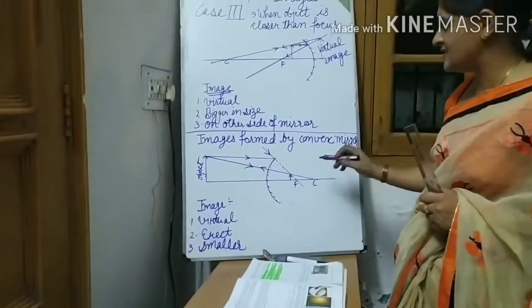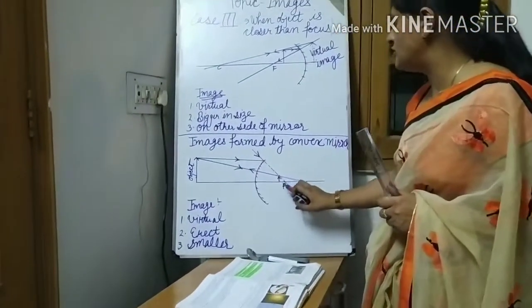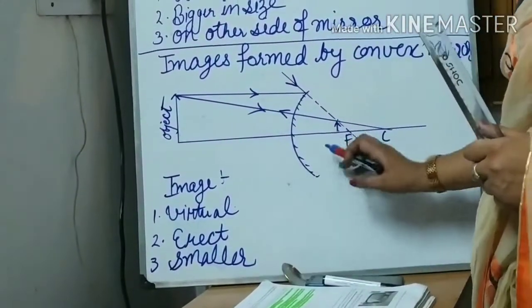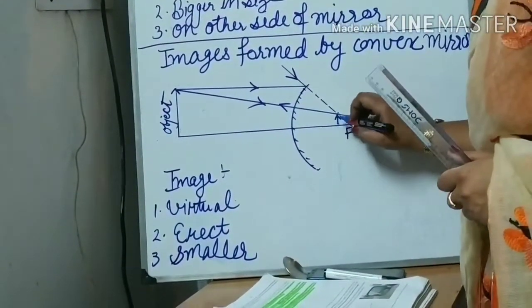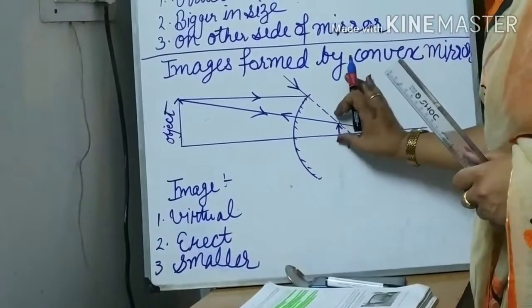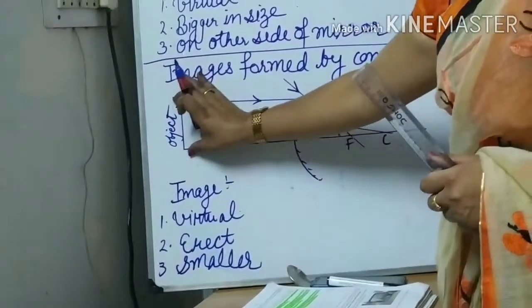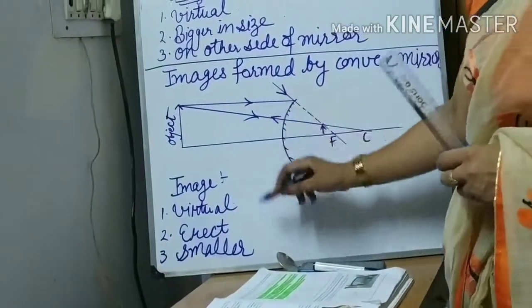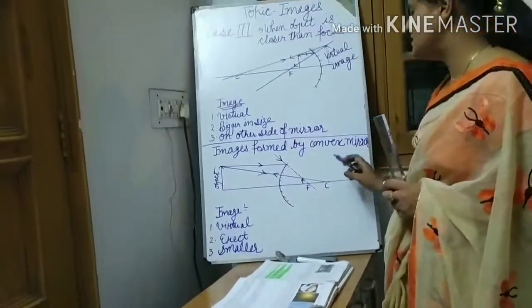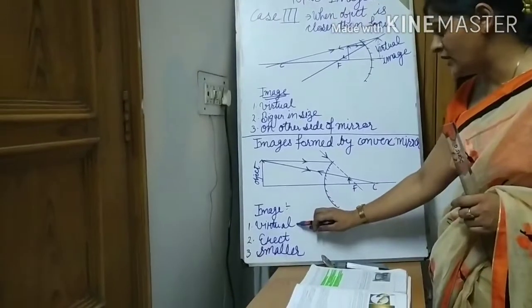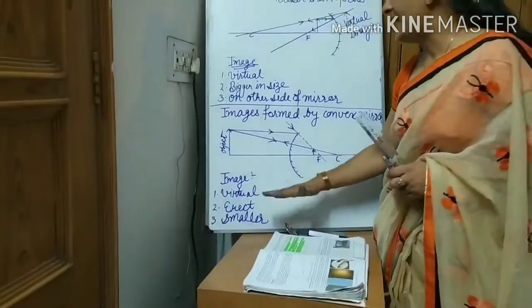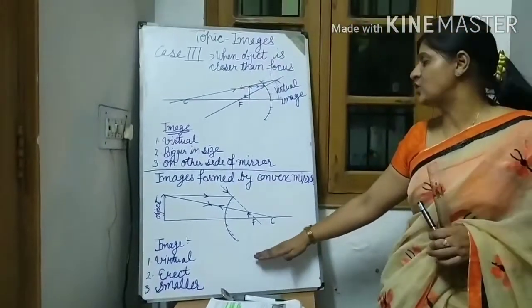Now in this case, because the image is formed on the other side of the mirror, the image is virtual. The image is erect, and it is smaller than the object. In all convex mirrors, the image formed is virtual, erect and smaller. That is all about mirrors, convex or concave mirrors.